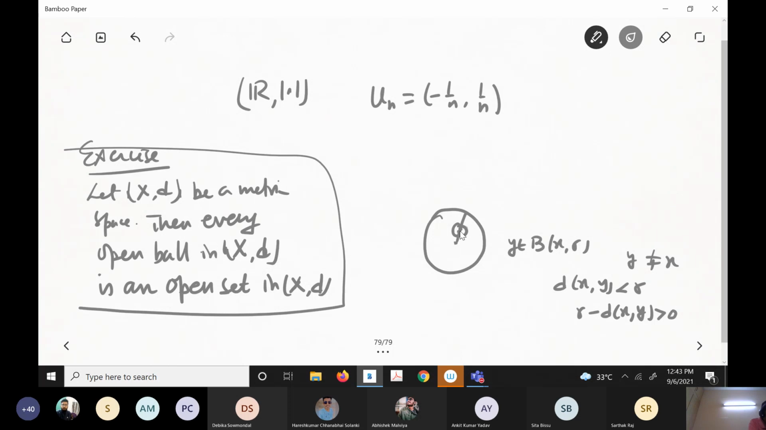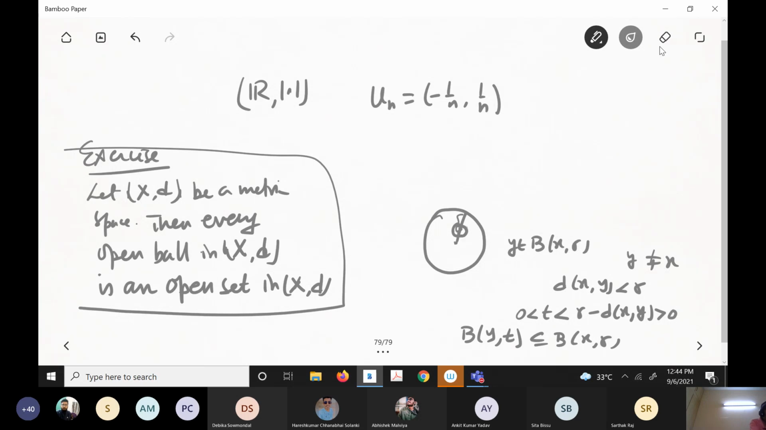But look at r minus d(x,y). It means basically this part. This is y, this part. So if you choose, all I have to take is a radius which will be less than this. That means choose that. Got it? Then you can easily check that B(y, r') is contained in B(x,r). Look what trick I did.